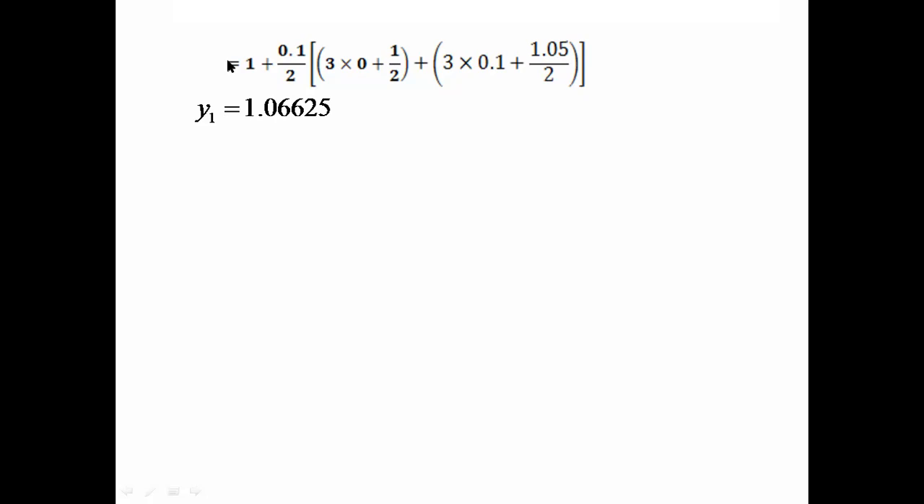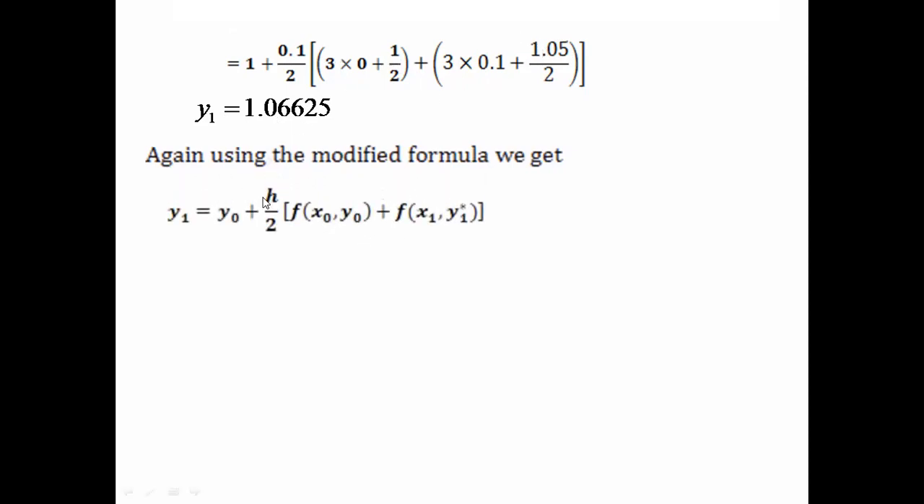In using the modified formula, all this remains the same. Only the last value changes, that is y1 star, in f of x0, y0 plus f of x1 comma y1 star. In the previous one, you had taken 1.05. You replace this by the new number. No need of repeating all the steps here. The formula is written, but all these are the same. Only this value changes: 1.05 is replaced by 1.06625.